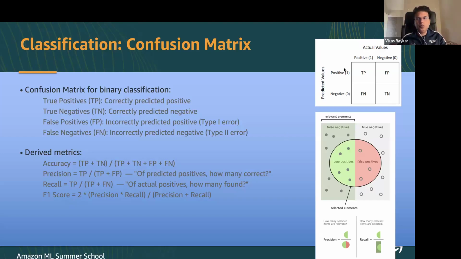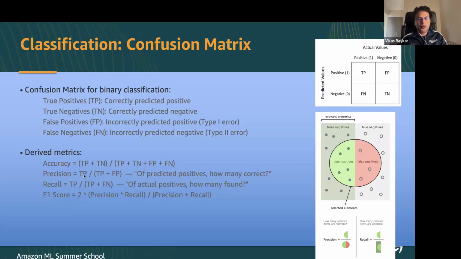So based on these four things, you can define your error metrics. The derived metrics, the first one is accuracy, right? Among all these four, what are the correct predictions? That is TP plus TN divided by the counts of all the four. The other two metrics are precision and recall.